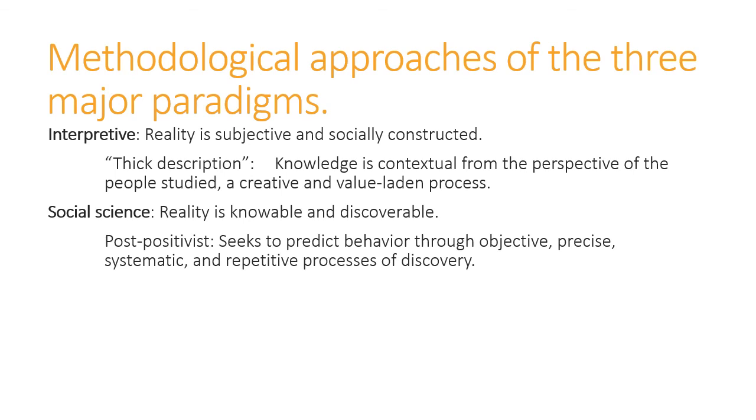post-positivism is the current philosophical norm. Post-positivism is agreeing that we can't know things to be absolutely true, but we can certainly try to disprove them, and that gets us closer to the truth. So we're seeking to predict behavior through objective, precise, systematic, and repetitive processes of discovery. The critical paradigm, again, the fundamental assumption, like interpretive, is that reality is subjective and socially constructed.